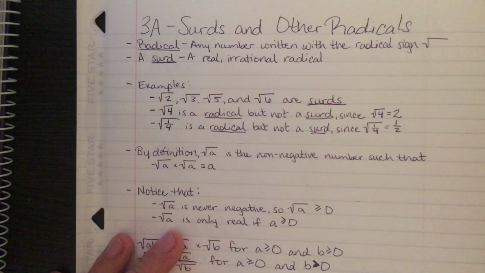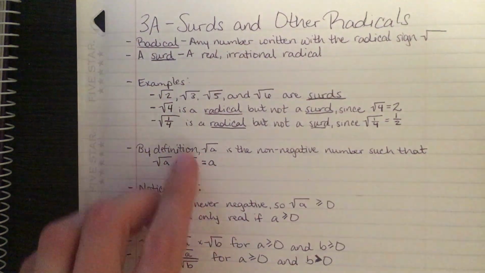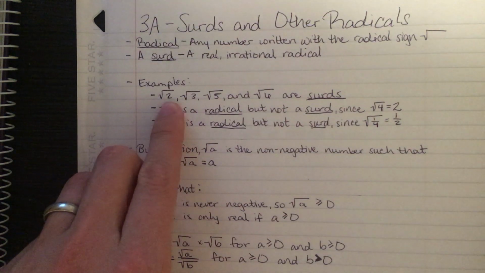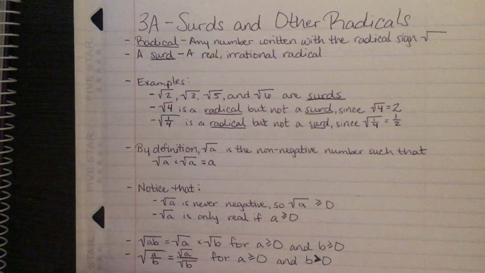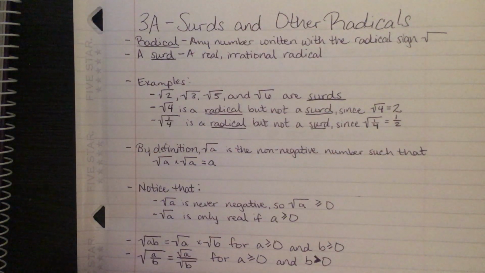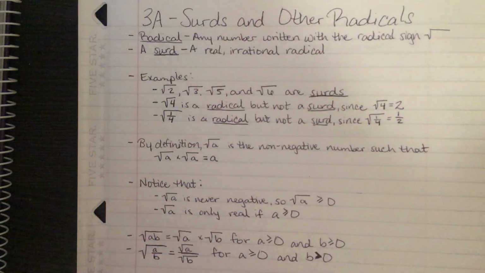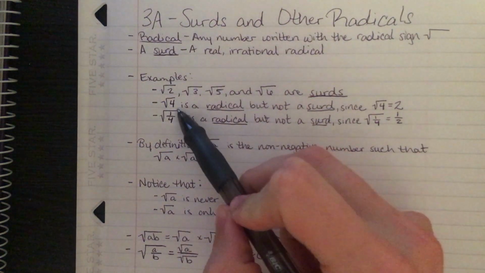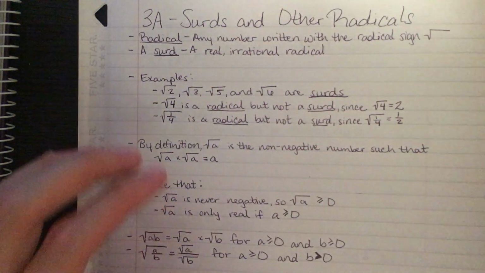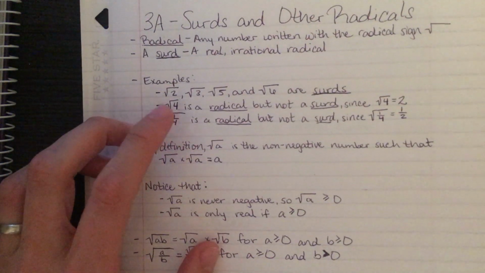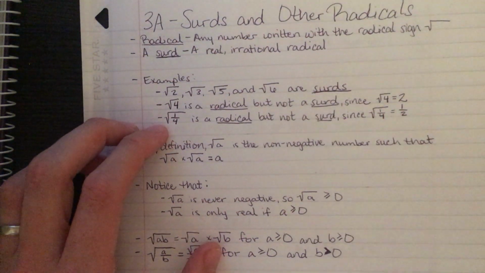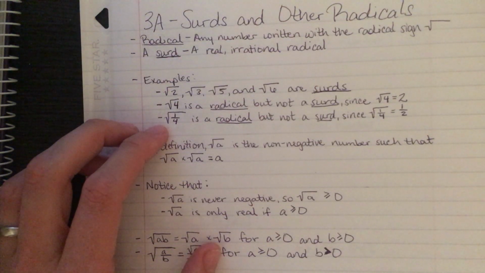So some examples of surds are like the square root of 2, the square root of 3, the square root of 5, or the square root of 6. If you evaluate those on a calculator, they are irrational numbers. They will go on forever. Something that's a radical but not a surd would be like the square root of 4, because that has a for sure answer. The square root of 4 is 2, and so we would say that that is not a surd. It is just a radical.